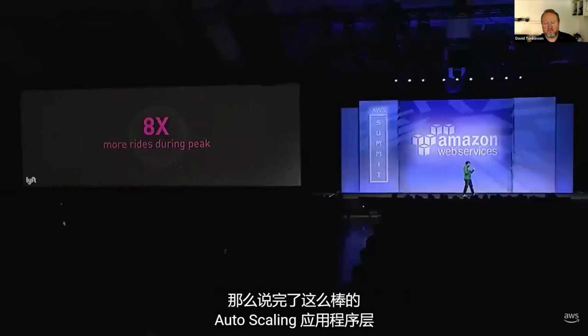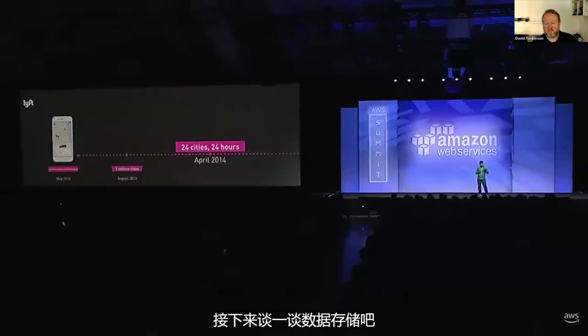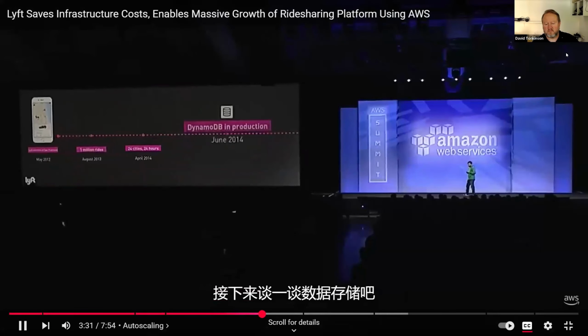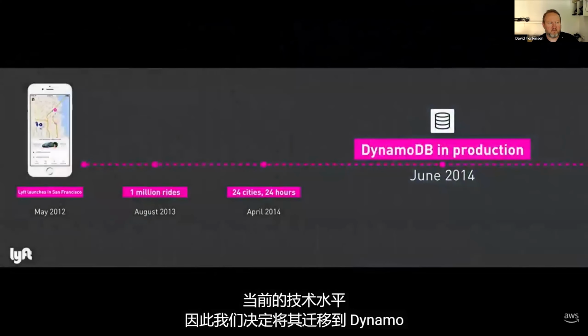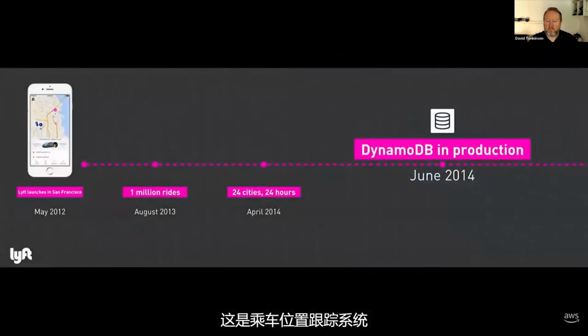So I mentioned auto-scaling application tier, that's fantastic. But what about data store? One of our biggest data stores was outgrowing its current technology, and we decided to move it to Dynamo. This was the ride location tracking system. So every GPS location for all of our rides was stored in this system.